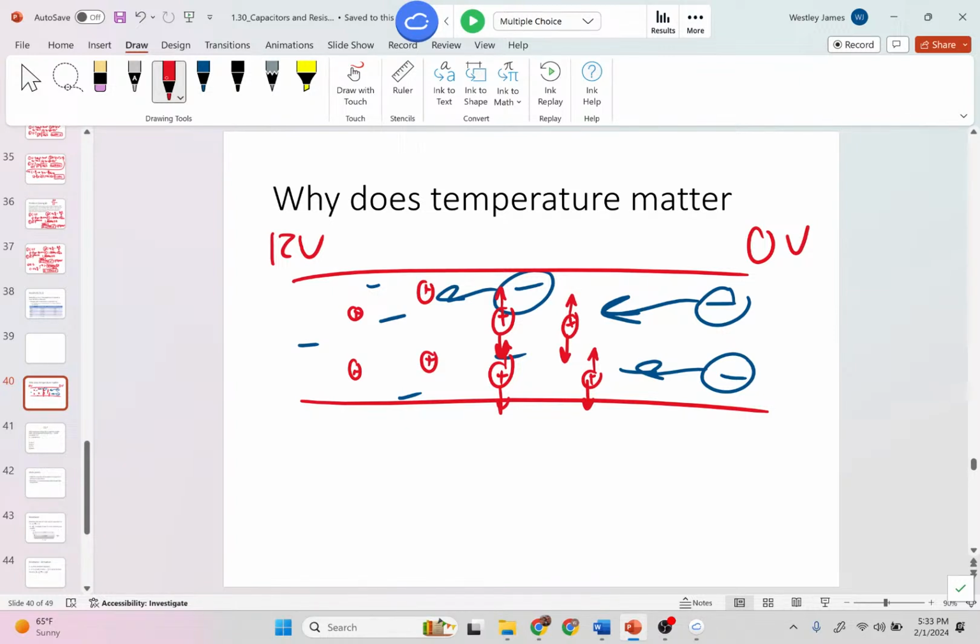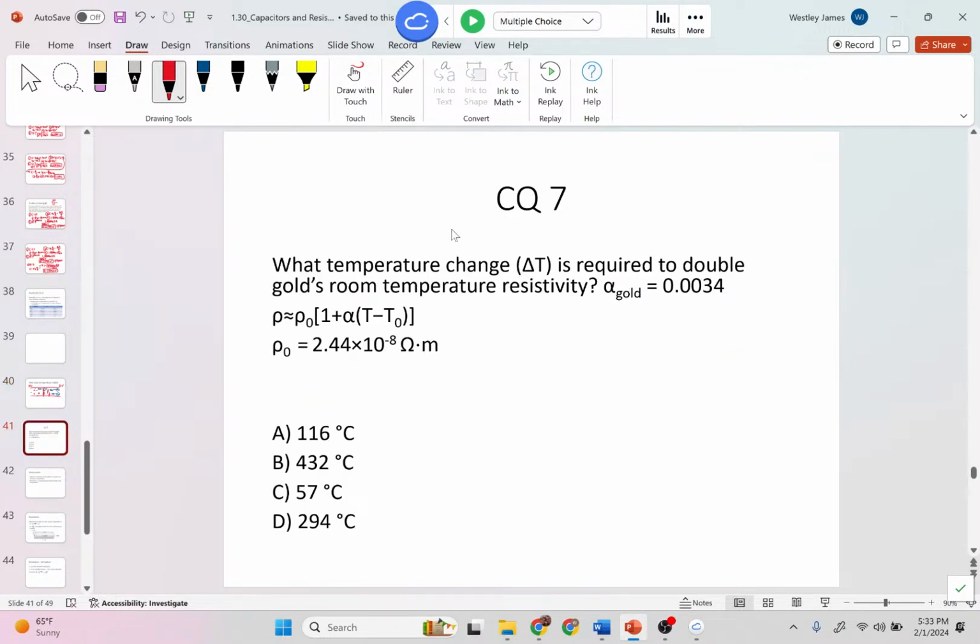Okay, this problem again, I'm going to work through so you can see. As temperature goes up, things wiggle around more, and the electrons literally just bounce off more things. Just like you walking through a crowd where everyone's running all over the place. It's chaos. Okay. So what temperature change is required to double gold's room temperature resistivity? I'm going to work through this with you.